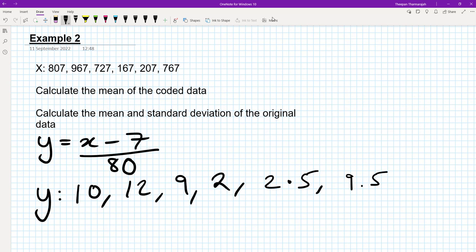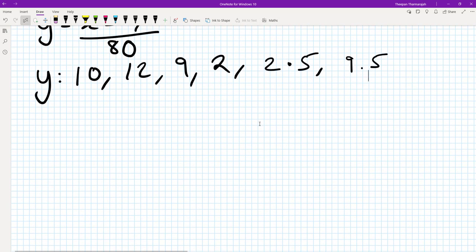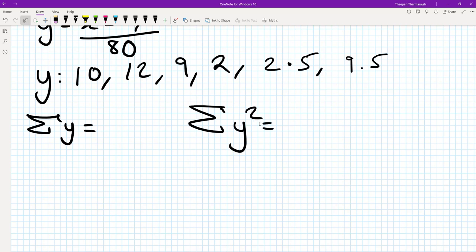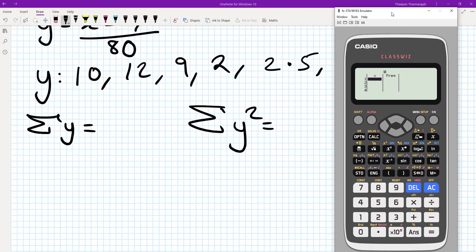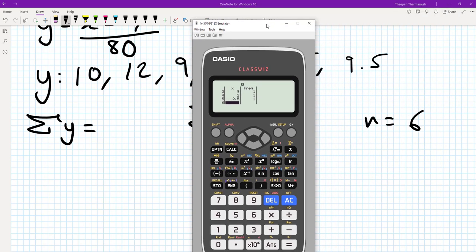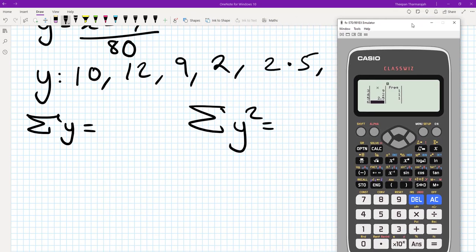So now we can do what we did before. Just find out the sum of y and the sum of y squared. We can get those from our calculator. And we need to know what n is. So it's 1, 2, 3, 4, 5, 6. So we can just type in the values as before. Go to menu, option 6, 1. Type in the values into our calculator. So we get 10, 12, 9, 2, 2.5, and I believe the last value is 9.5.